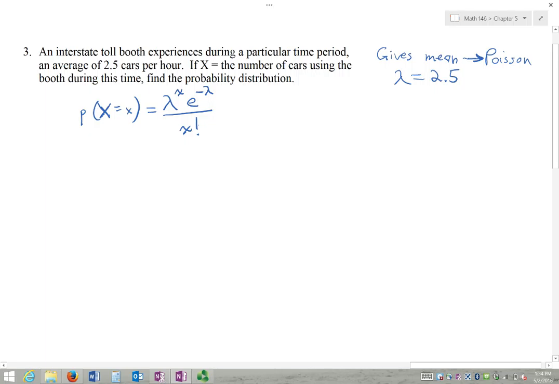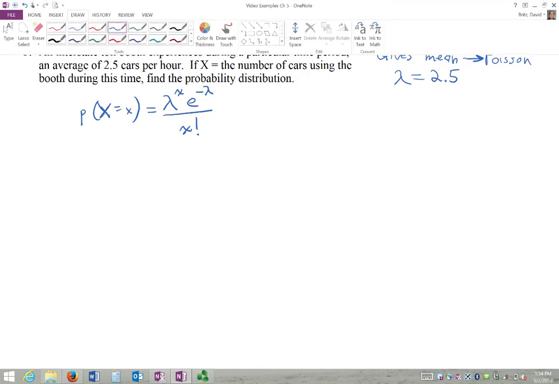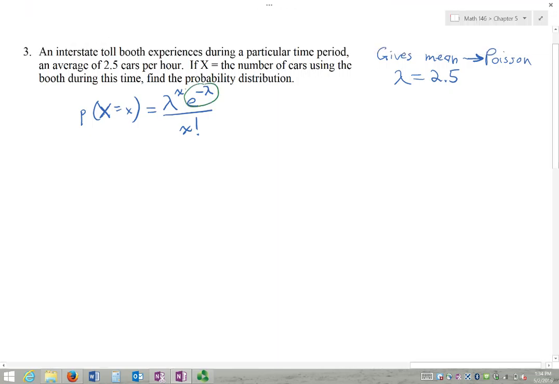So the lambda for all of these is going to be 2.5. And e to the negative lambda. Okay, so this number, whatever this comes out to be, is going to be the same whether we're figuring out x equals 0, x equals 1, x equals 2. It doesn't matter, right? So, we can figure this out right away. E to the negative lambda. And e is about 2.72.